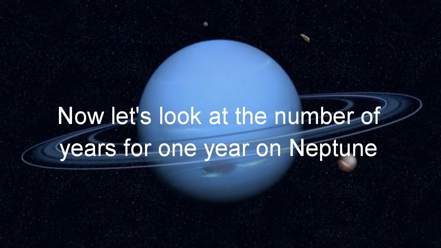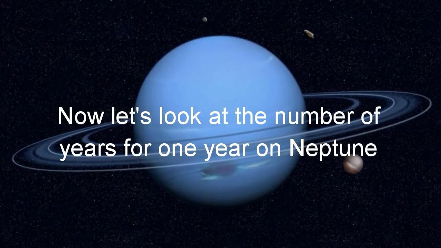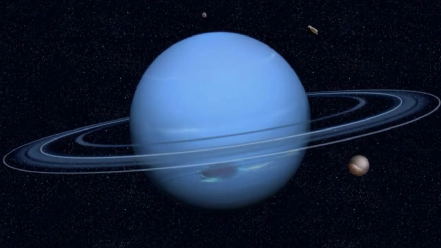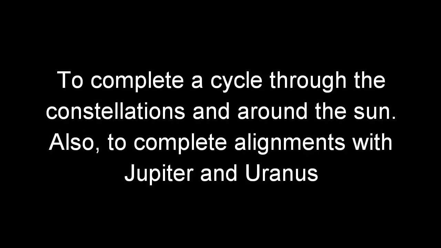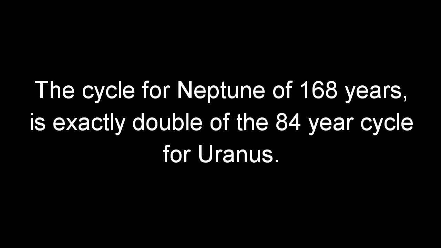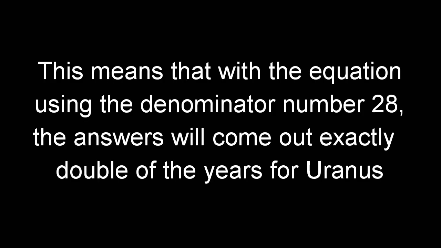Now, let's look at the number of years for 1 year on Neptune. Neptune takes 168 stellar years to complete all of its cycles, to complete a cycle through the constellations and around the Sun. Also, to complete alignments with Jupiter and Uranus. The cycle for Neptune, of 168 years, is exactly double the 84-year cycle for Uranus. This means that with the equation, using the denominator number 28, the answers will come out exactly double the years for Uranus.